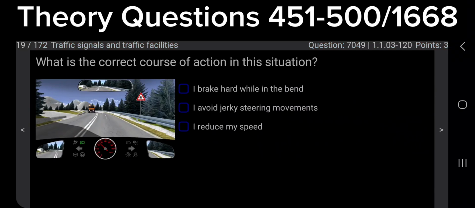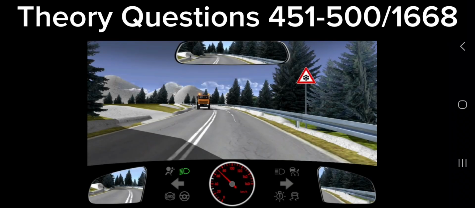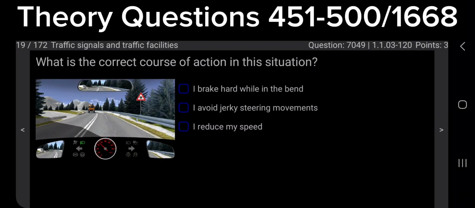What is the correct course of action in this situation? I brake hard while in the bend. I avoid jerky steering movements. I reduce my speed.